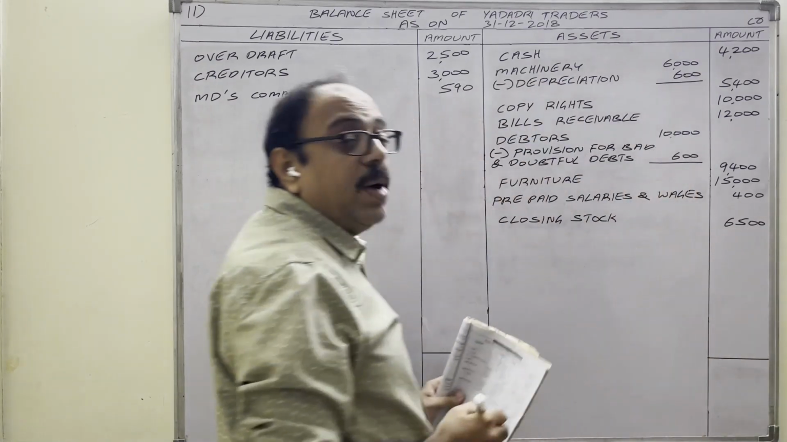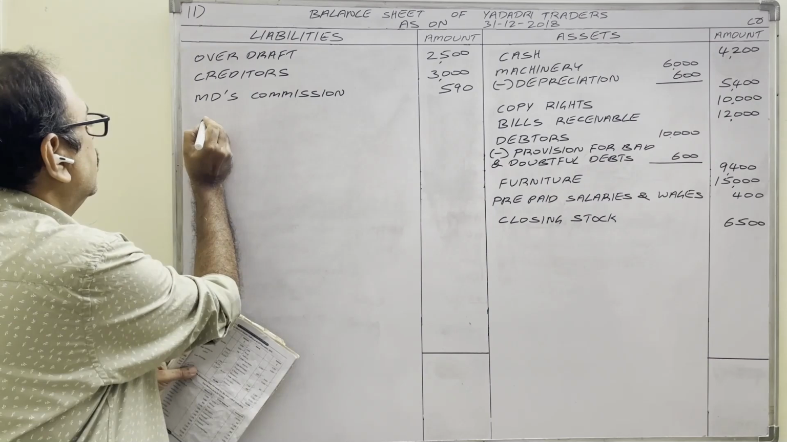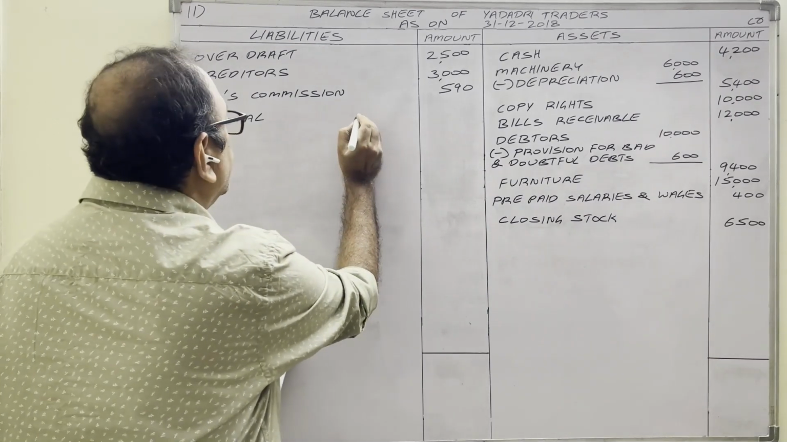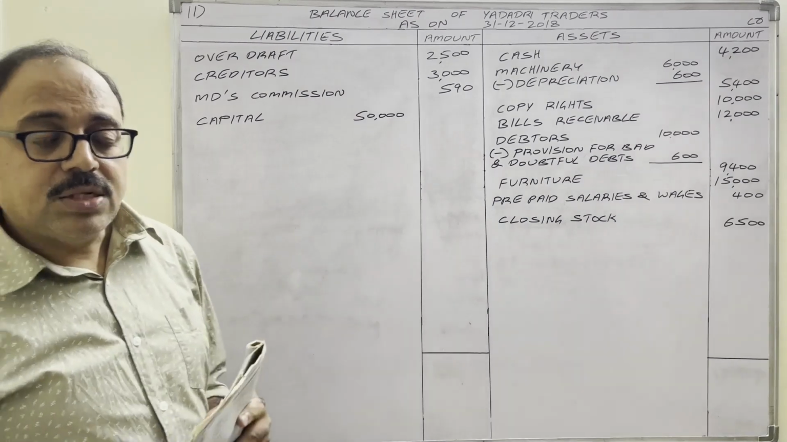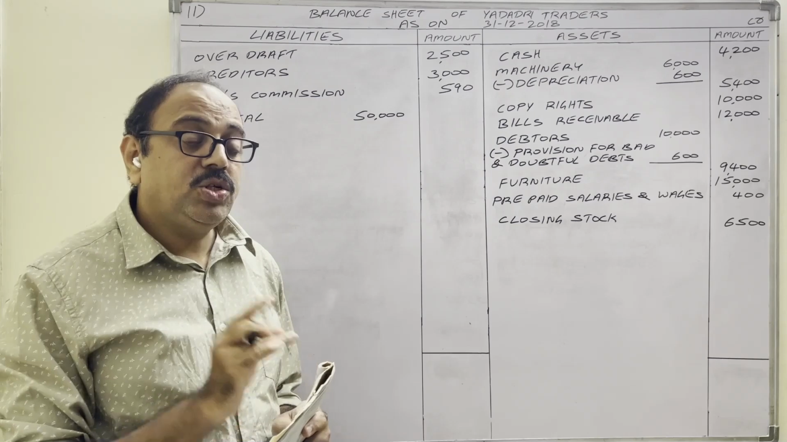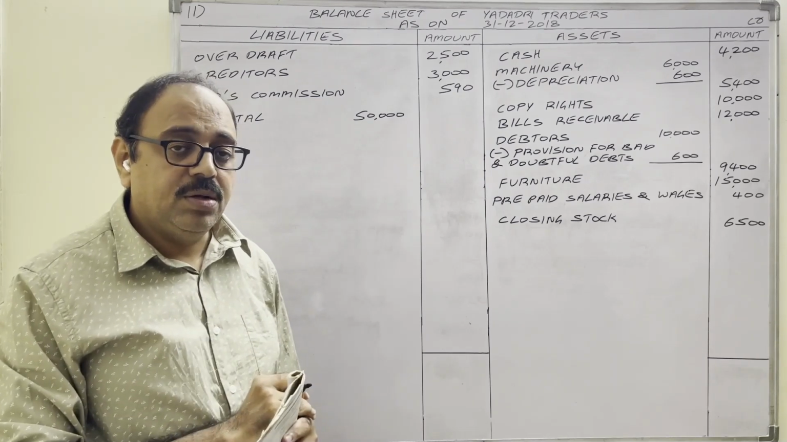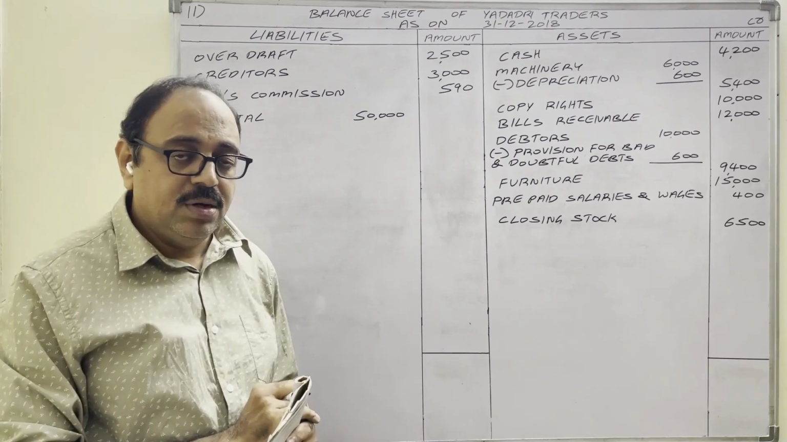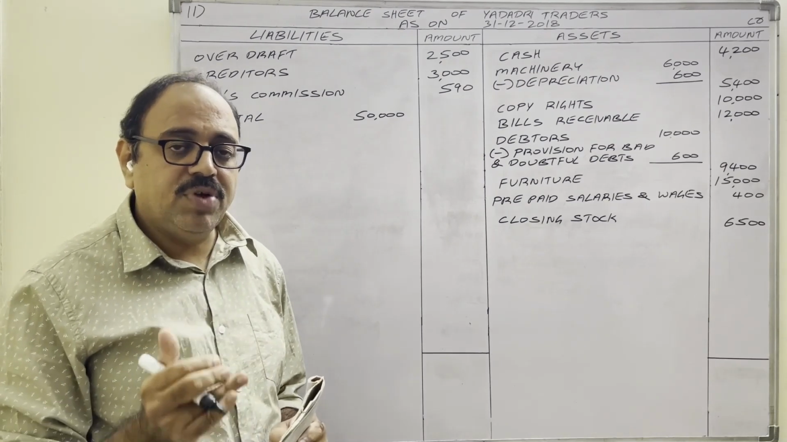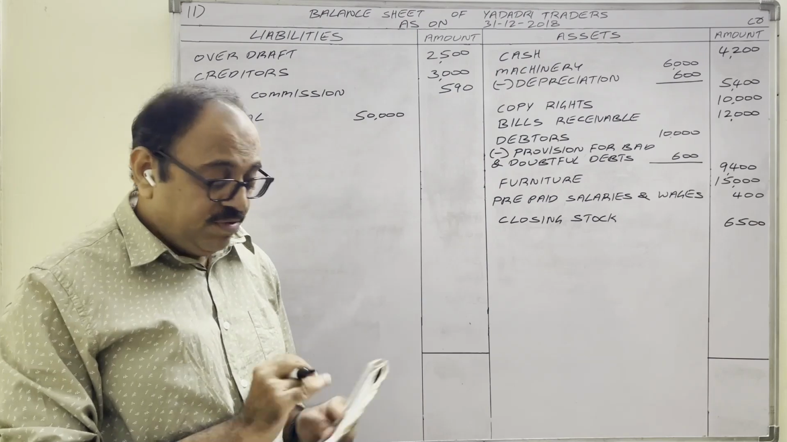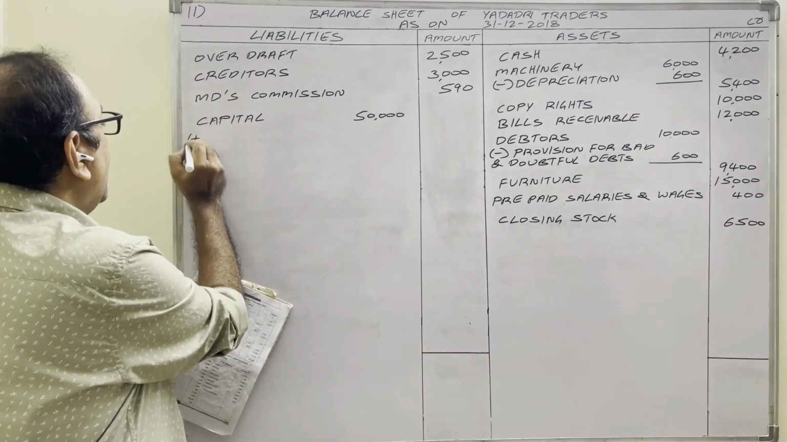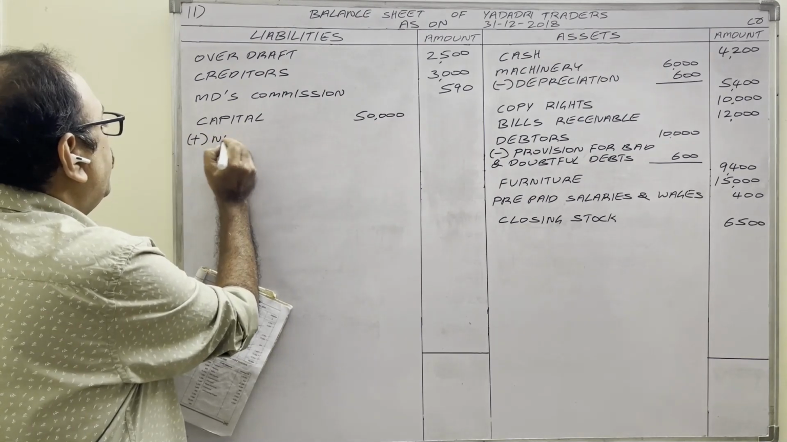Liability side, capital adjustment. Capital in inner column, 50,000 rupees. In the profit and loss account, the net profit that came, that amount we should add. Interest on capital is given in the adjustment. That amount also we should add. And drawings amount we should subtract. Drawings are given in the trial balance. First, profit and then interest we will add.